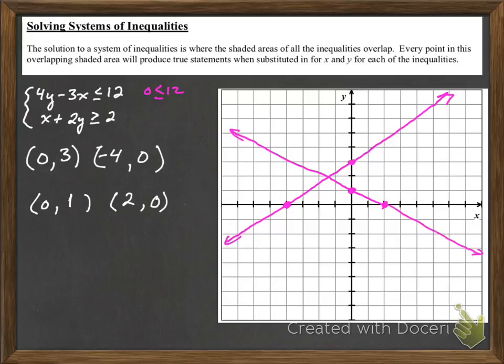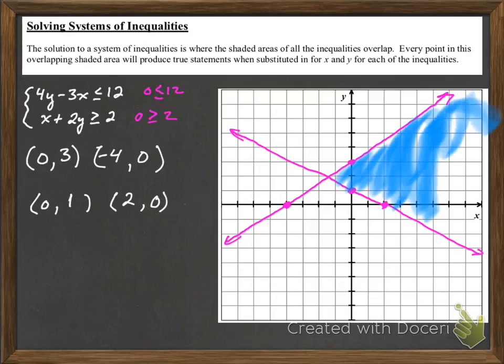And if we use a test point of (0, 0), we'll end up with 0 is greater than or equal to 2. That is a false statement, so we will not shade the side (0, 0) is on. The shading for this line would be above the line. The shading for this line is below the line. So the overlapping shaded region is going to be this region right here. That is the solution region, so that is the only part that we will be shading.